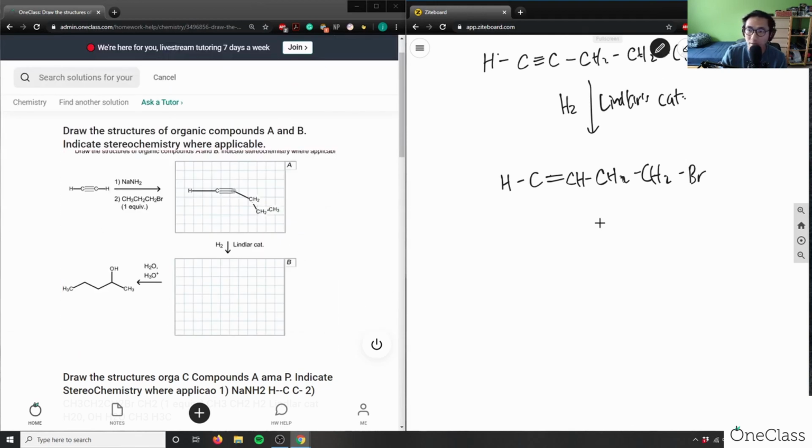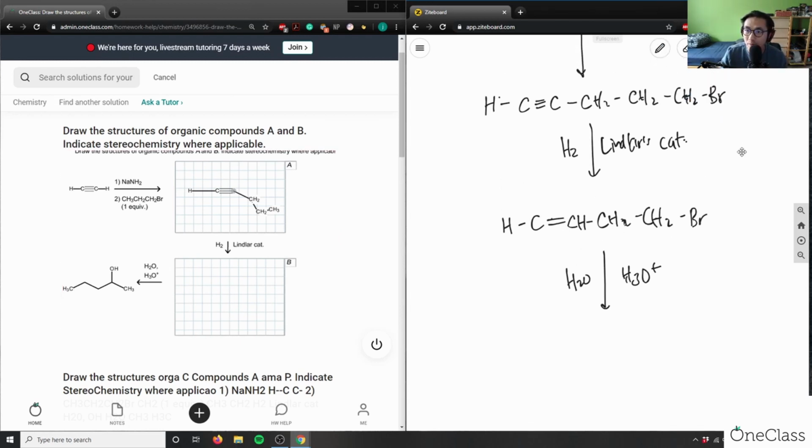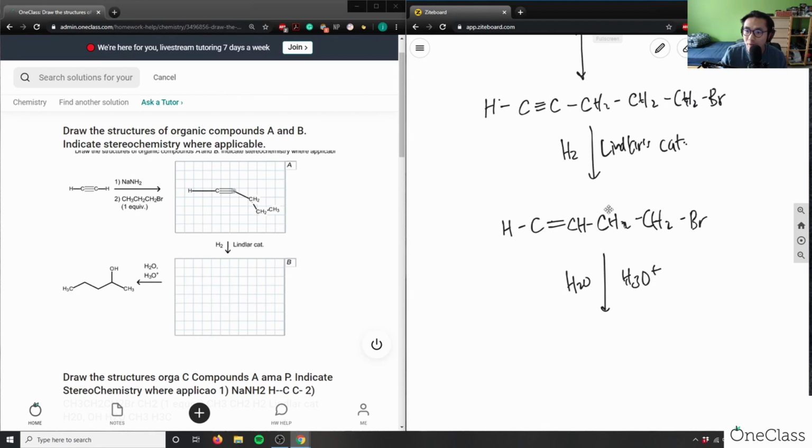And then finally, it's going to react with H2O, water, and also an acid workup, H3O plus. So now I have here my first carbon, 1, 2, 3, 4. Wait, am I missing a carbon? 1, 2, 3, 4, 5, 1, 2, 3, 4. I am. Sorry, my bad. This is CH2 here, this is CH2 here, this is a Br here.